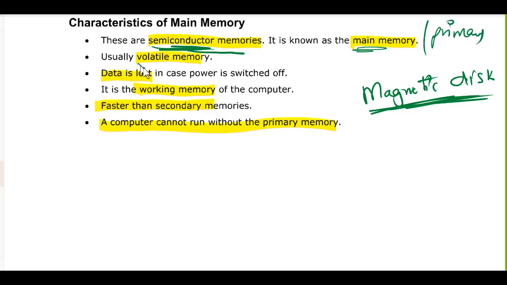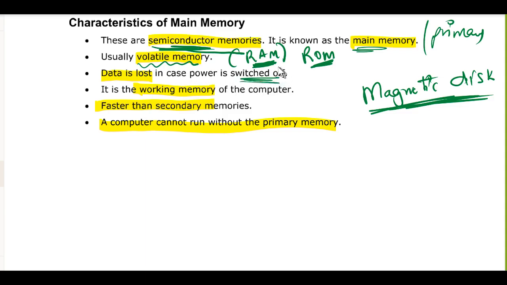It is volatile. This is the one section, RAM, that is volatile. We have said there are two categories, ROM and RAM. RAM is normally volatile, ROM is not volatile. So sometimes we say that main memory is volatile because RAM holds the biggest portion of the main memory. Data is lost when power is lost or switched off.